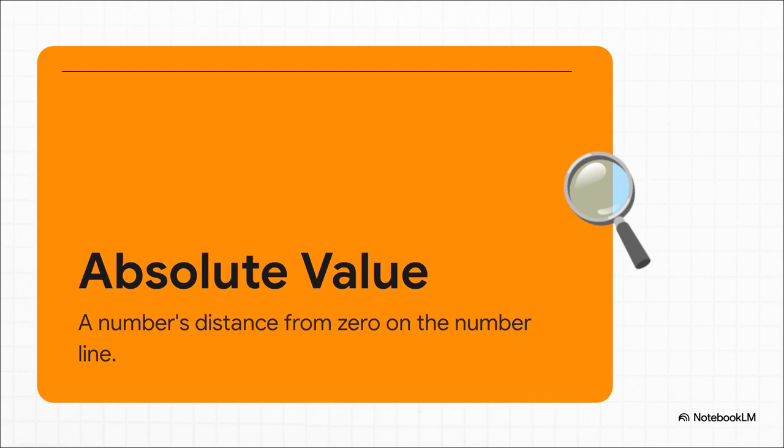Just think about a number line for a second. How far is the number 3 from 0? Well, it's 3 steps away. Okay, so how far is -3 from 0? It's also 3 steps away. The distance is the same, and here's the kicker. Distance can't be negative. Exactly.